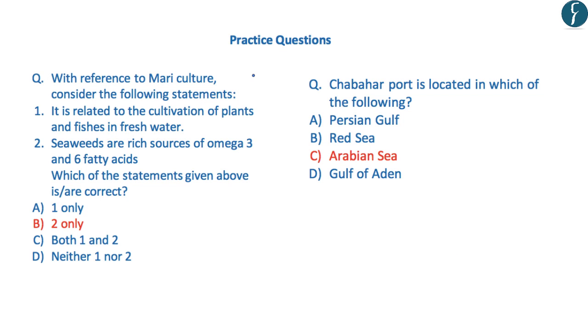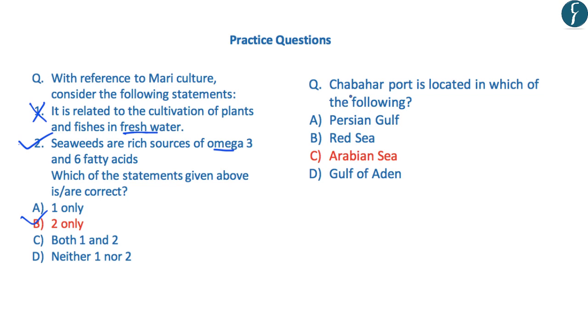Now, the first question reads, with reference to mariculture, consider the following statements. The first statement reads, it is related to the cultivation of plants and fishes in fresh water, which is an incorrect statement because it is related to the cultivation of plants and fishes in seawater. The second statement reads that seaweeds are rich sources of omega 3 and 6 fatty acids. This statement is correct, and the correct answer that comes out is B, that is, 2 only.